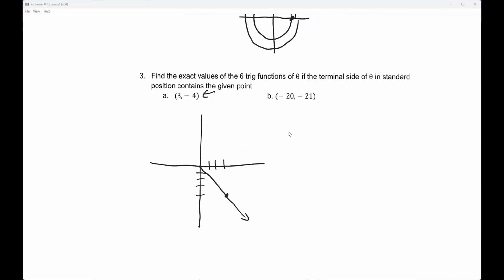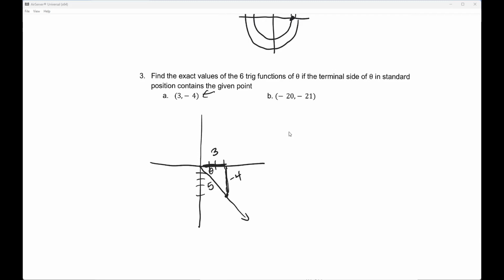Okay, so if this is our angle, theta, our reference angle right there, that means that this is 3 and this is -4. I'm going to use a lot of Pythagorean triples, 3 numbers that go into the Pythagorean theorem. So 3 squared plus 4 squared equals c squared, so this is going to be 5.